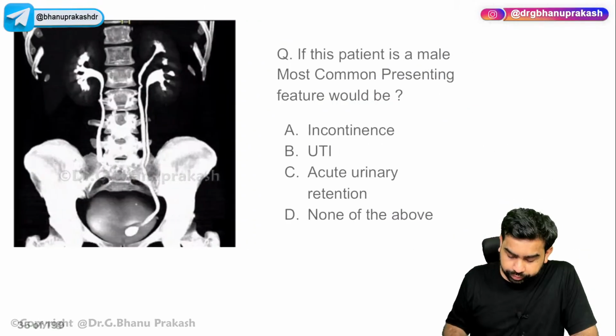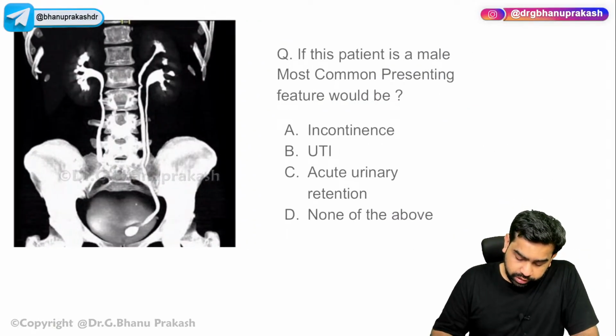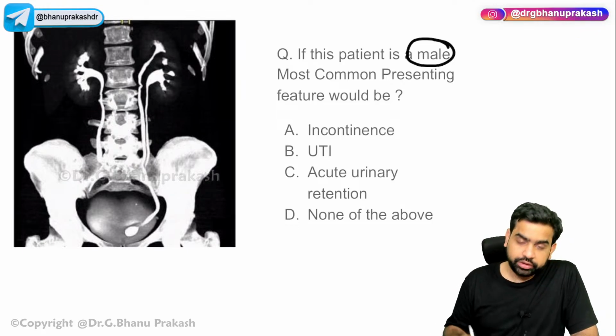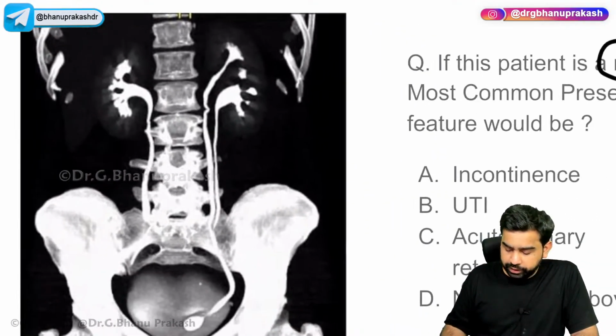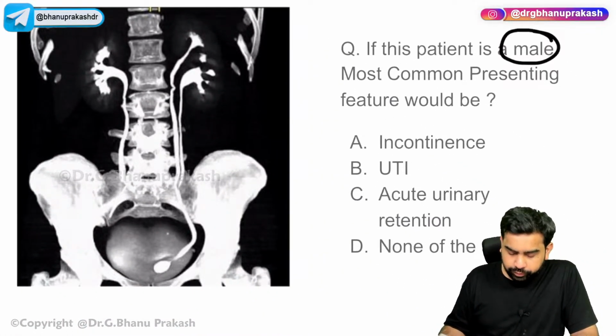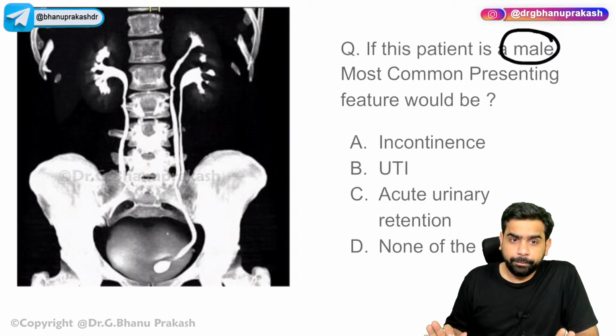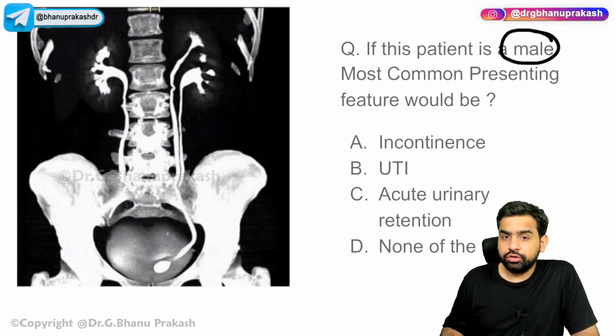Okay, got it? Now, what if this particular patient is a male? What I'm trying to tell you is that this is a CT IVP of a male patient. So what is going to be the presentation of this particular patient? Is it going to be incontinence, urinary tract infection, acute urinary retention, or none of the above? What is the answer over here? Can you please help me with this?